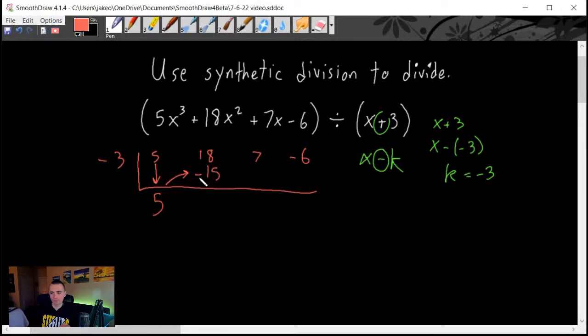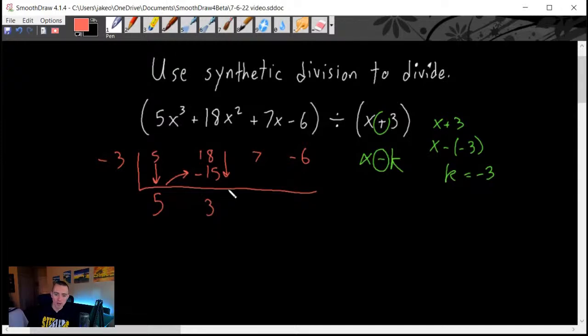Then once you've done that, you just go down this column now. So now you're just going to add these two numbers. So 18 minus 15, or 18 plus negative 15, is just positive 3. So you're going to write that there.